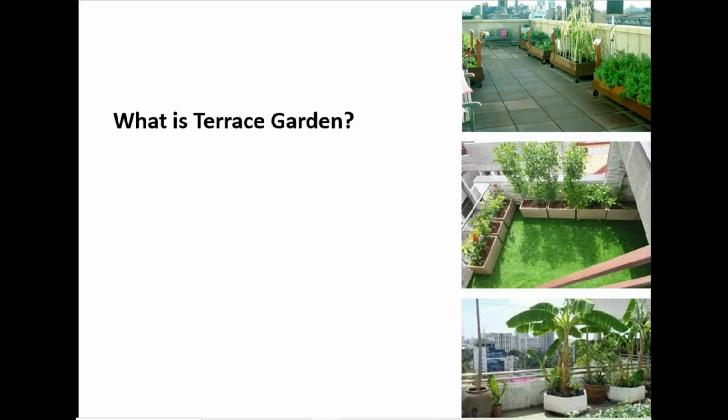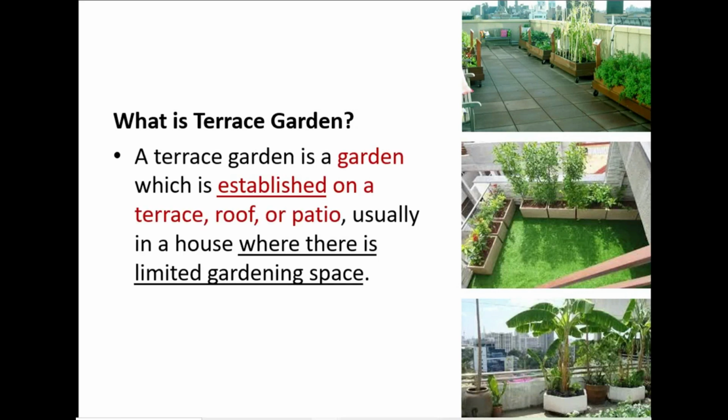So there's a question: what is terrace gardening, or what is a terrace garden? A terrace garden is a garden which is established on a terrace, roof or patio, usually in a house where there is limited gardening space. Say you have a house on a 20-30 site. I have built a house, but there's no space for any greenery. So what can I do? The only option I have for greenery is terrace gardening.